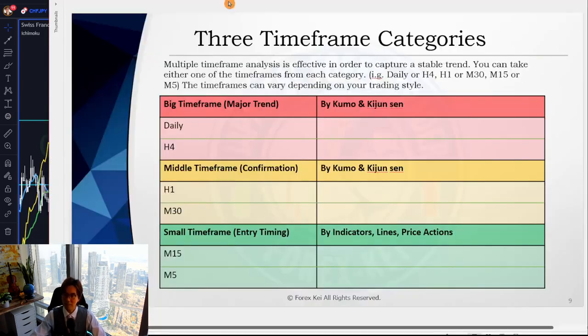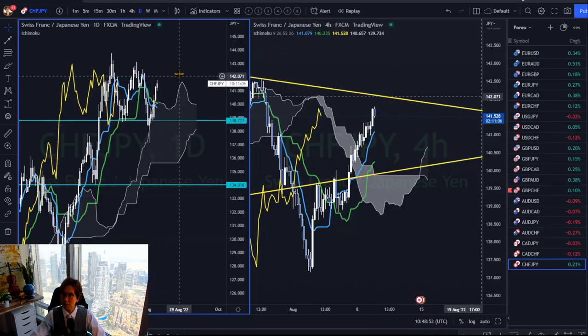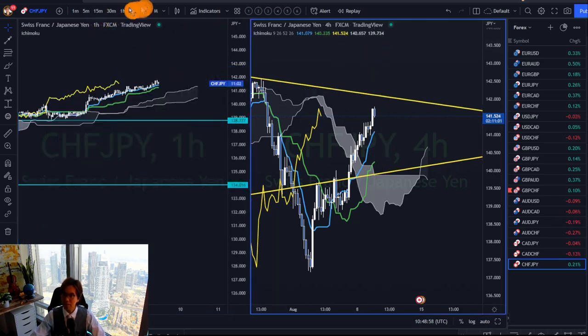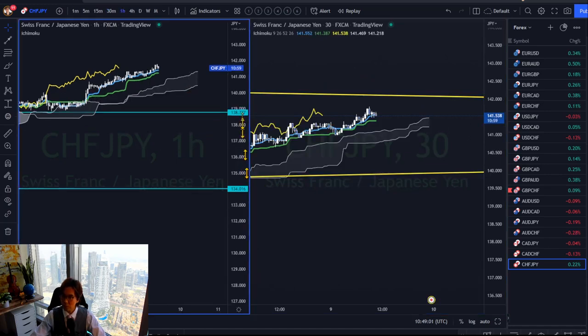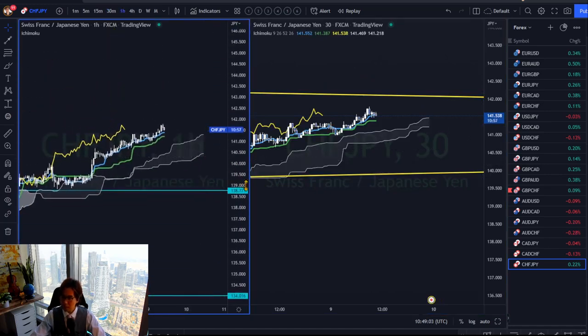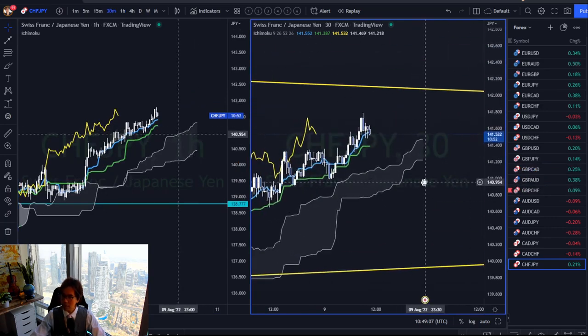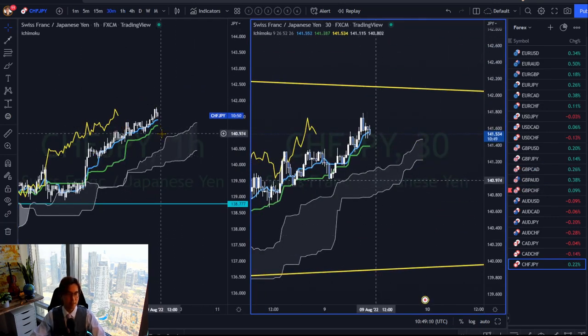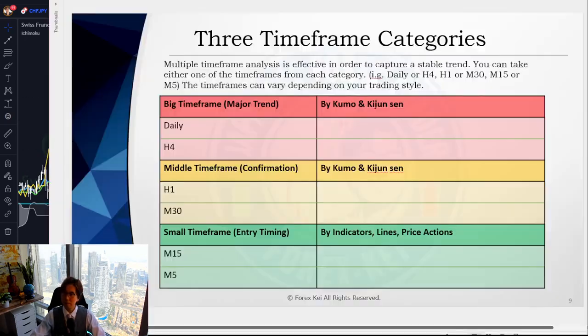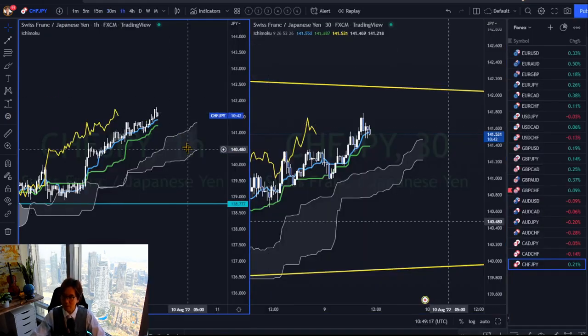So I take the 4 hour. I tick mark on the 4 hour and then move down to H1 or M30. Let me move down. So I put 1 hour on the left and 30 on the right. Let's see which one of these time frames is trending. And right now, I can see at a glance, they are all flat and retracing. So I don't take 1 or 30 right now because they are all flat.